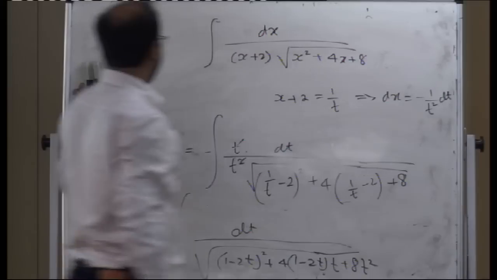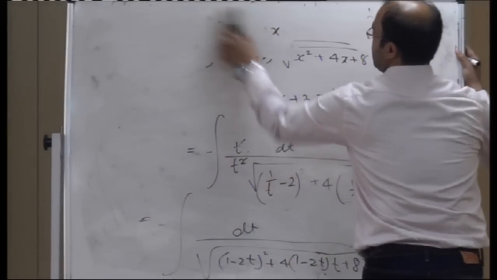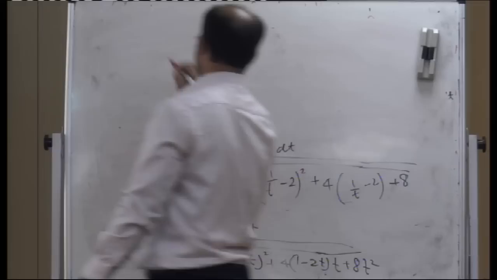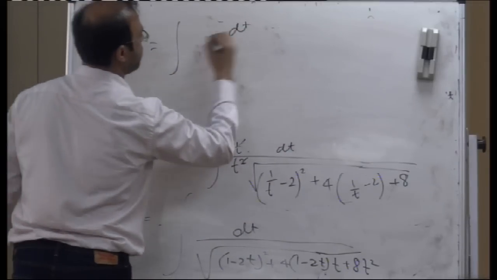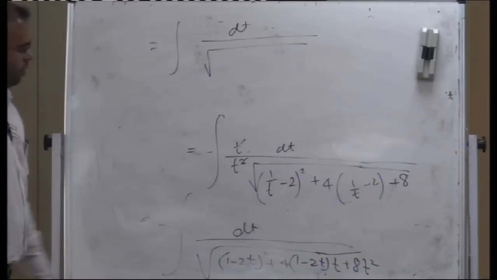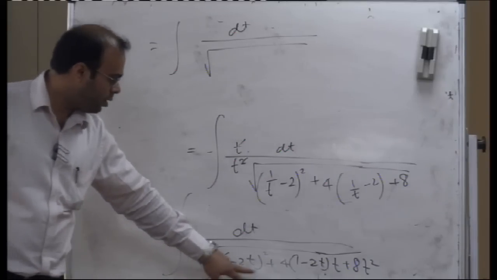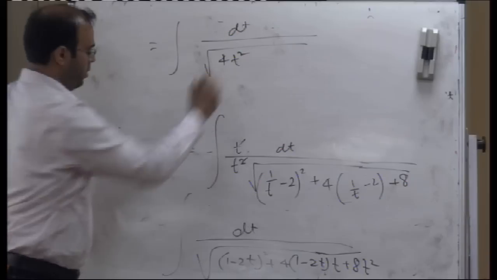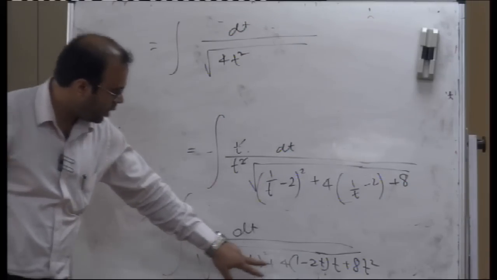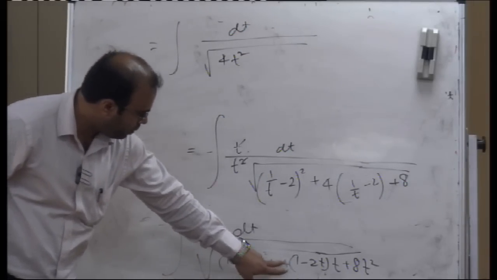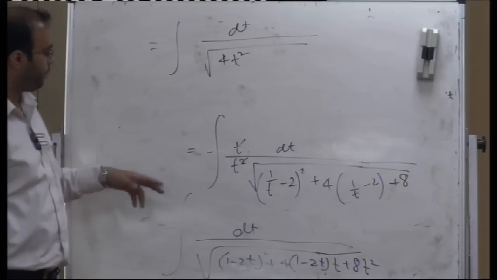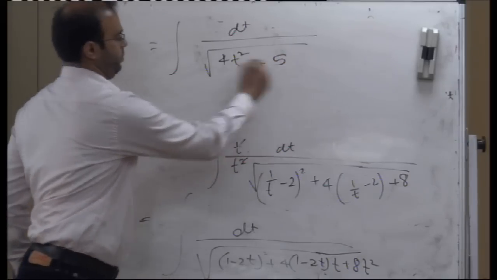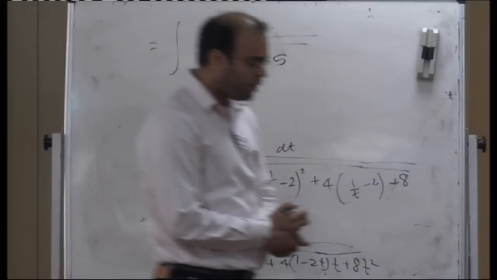Now in the next step, you will simplify this. This would become dt upon root over 4t square from here, and minus 8t square plus 8t square cancels. So 4t square minus 4t, and then minus 8 plus 4t will again cancel, plus 1 and plus 4, 5. So you will get this term, 4t square plus 5 under root.